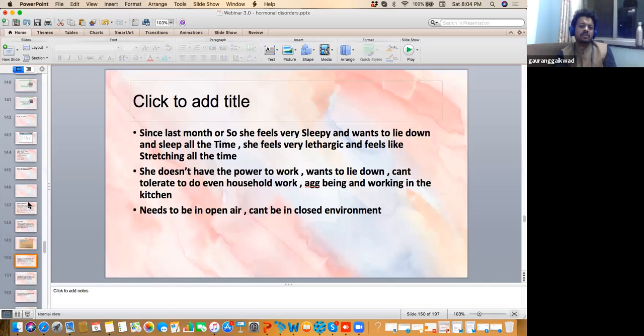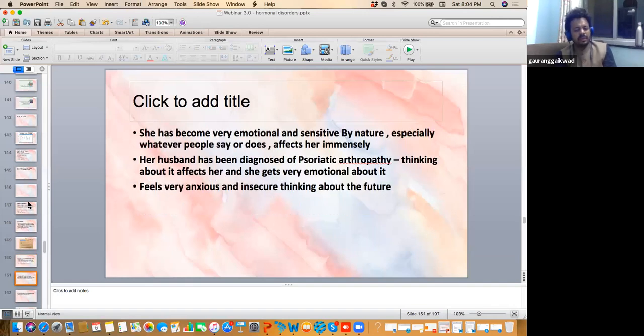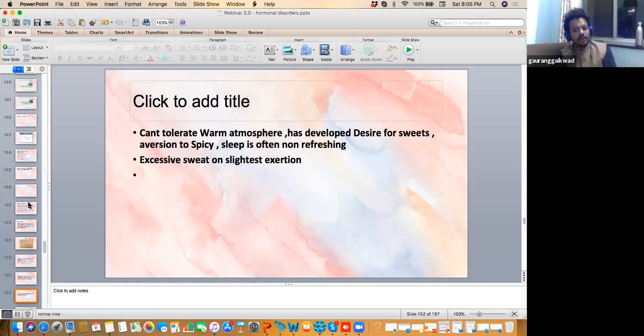She was very lethargic. She didn't have any power to work, wanted to lie down, couldn't tolerate doing any household work also. Constantly would like to be in open air, couldn't be in closed rooms at all. She had also become very emotional and sensitive. And if anyone said the slightest thing, that would affect her a lot. And her husband also was sick, even thinking about him, she used to get very, very anxious. She was very anxious generally. And she couldn't tolerate a warm atmosphere. And she had a lot of desire for sweets and aversion to spicy, and a lot of sweat.